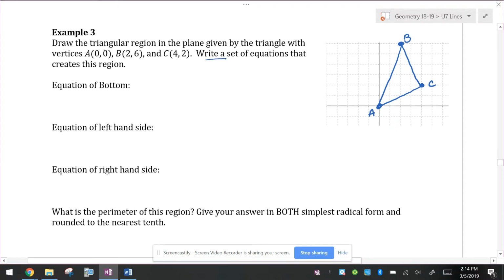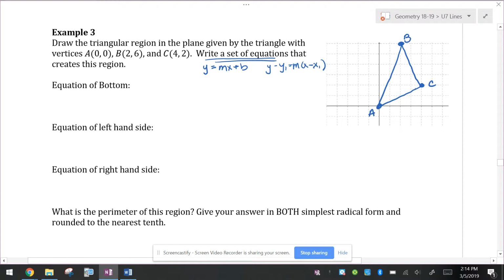And then it says write a set of equations that creates this region. Okay, so now I'm writing the equations, and these aren't horizontal and vertical. So I either want to do some things maybe in y equals mx plus b form, or y minus y1 equals m times x minus x1. You get a choice. It depends on what you've got.